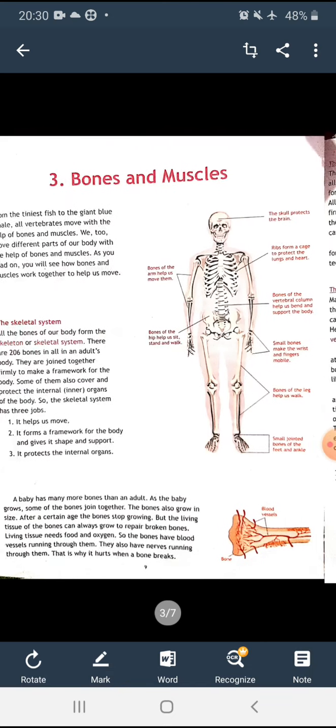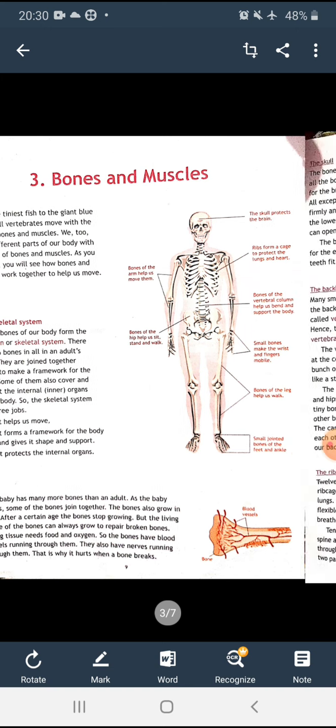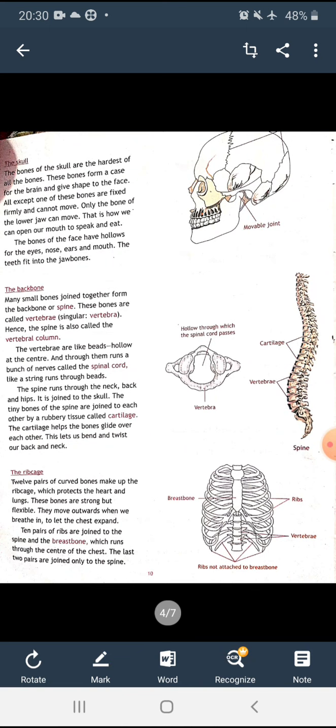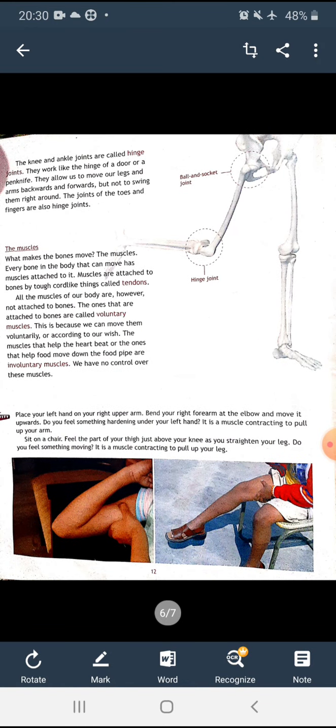So dear students, what we have discussed is chapter number 3, bones and muscles. We have revised what the skeletal system is, what the functions of the skeletal system are, what the skull is and what the function of the skull is, backbone, rib cage, arms, legs, joints, muscles.